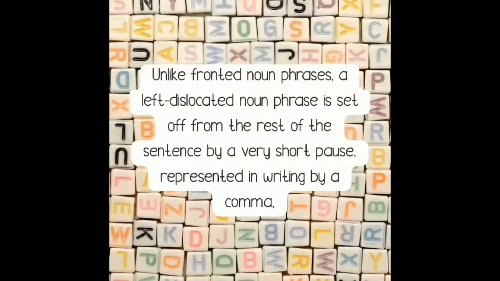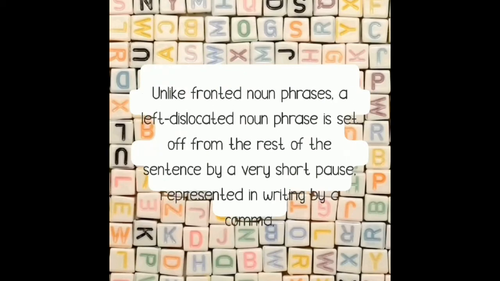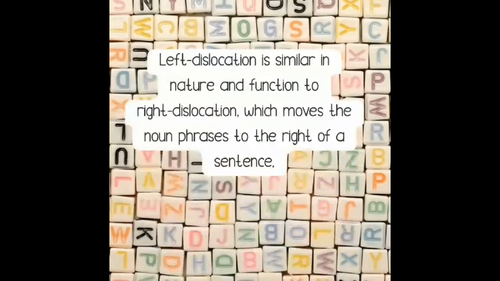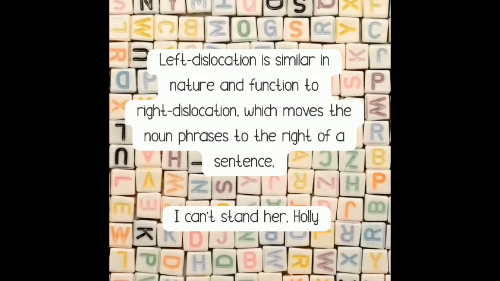Unlike fronted noun phrases, a left dislocated noun phrase is set off from the rest of the sentence by a very short pause, represented in writing via a comma. Left dislocation is similar in nature and function to right dislocation, which moves the noun phrase to the right of a sentence. I can't stand her, Holly.